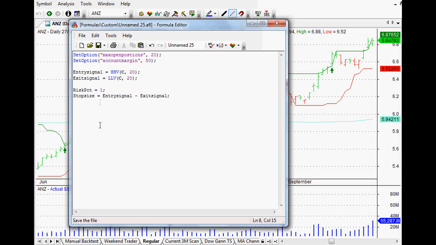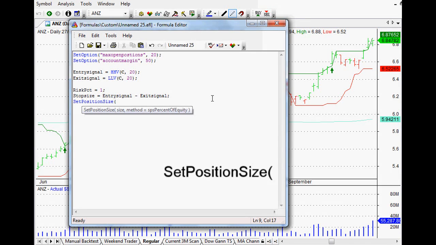Amibroker will read it from top to bottom, so we need to make sure that we're doing it from top to bottom as well. Now lastly, we can actually set up our position sizing. Now it's just set position size. That turns blue, and that means that Amibroker recognizes it, and we can open up our bracket, and it will tell us what we're after.